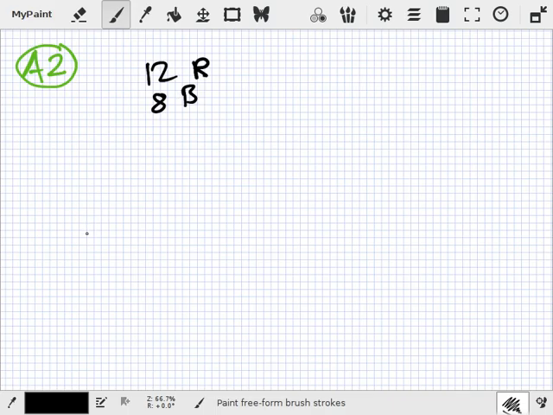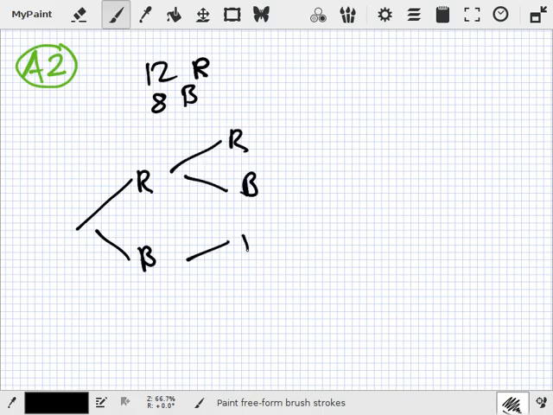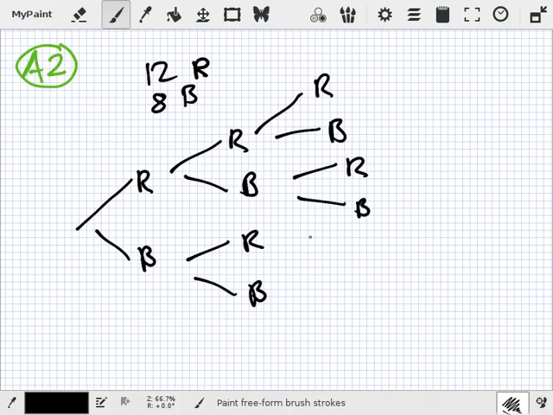So at the start you can have a red or a blue, then you can have a red or a blue, you can have a red or a blue, and then the last one could be a red or a blue. So in total there are 20 sweets.